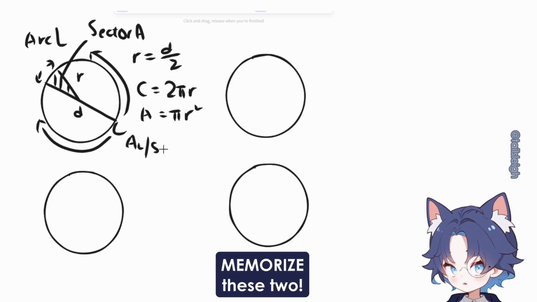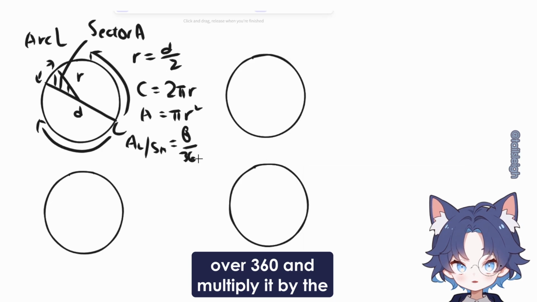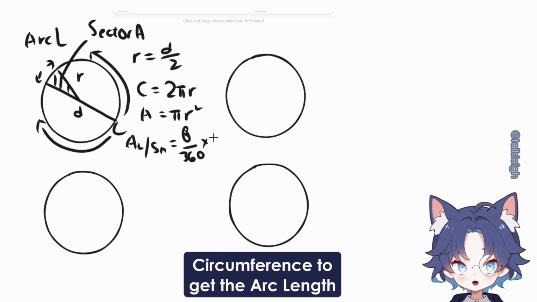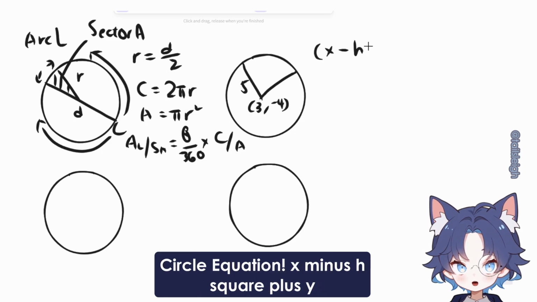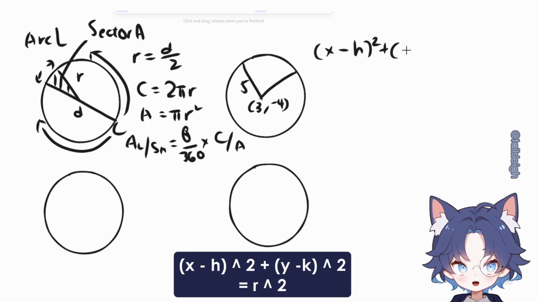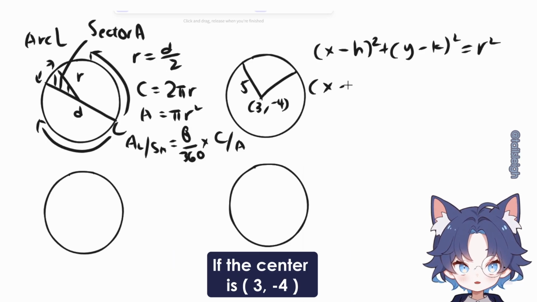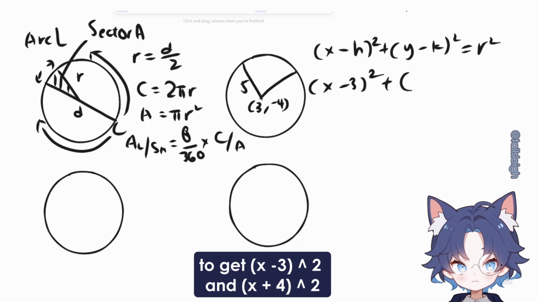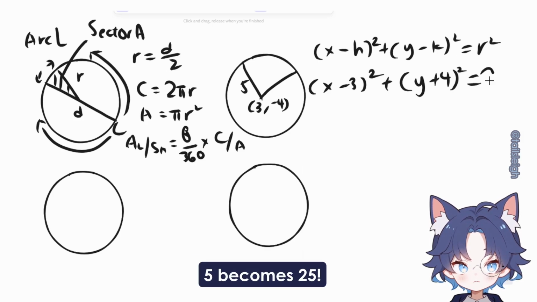Memorize these two. For a slice, take your angle over 360 and multiply it by the circumference to get the arc length, or by the area to get the sector area. Circle equation: x minus h squared plus y minus k squared equals r squared. If the center is 3 and negative 4, flip those signs to get minus 3 and plus 4. Always square the radius. 5 becomes 25.